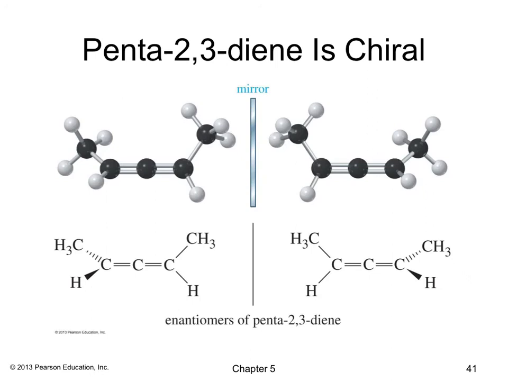So let's look at an example. Here's penta-2,3-diene. These are two enantiomers of penta-2,3-diene, and if you build your models, which I suggest that you do, and also build a mirror image, these are not superimposable. As a result, because they are non-superimposable, these two molecules are chiral.